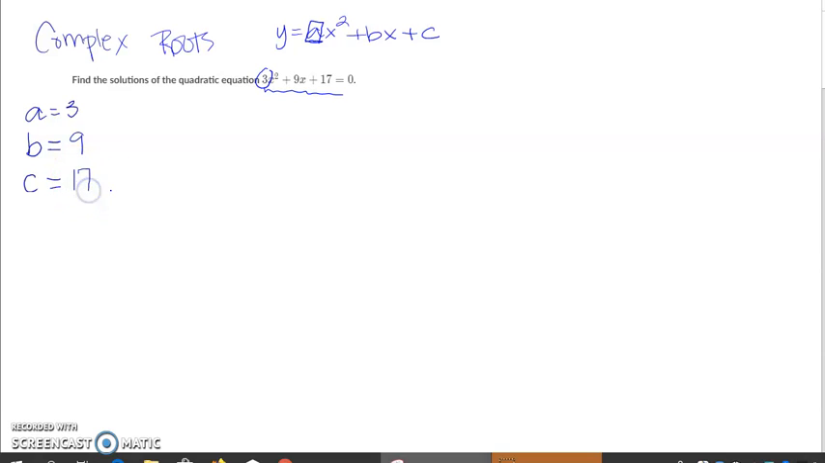Now, it's important to remember that you take the sign with it. Here we have a positive and a positive, so it's easy to write here, and we're not going to mess it up. But if that were a negative 17, I would have to make c negative 17 in order to do this one.